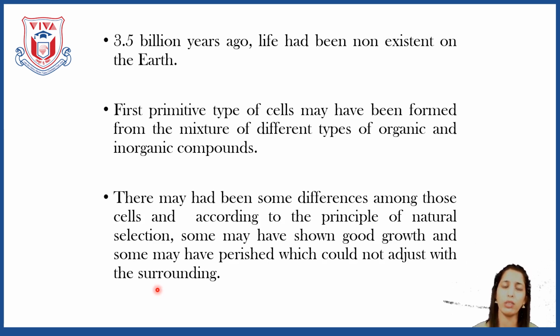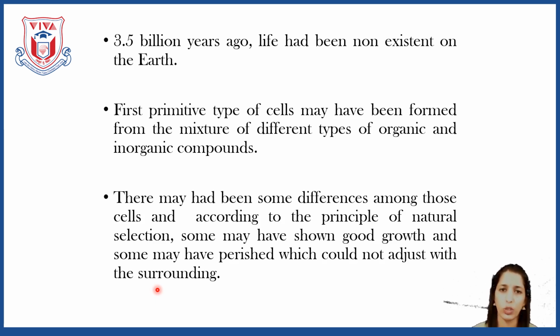So while these primitive cells started existing, from unicellular to multicellular, different animals started forming, new species started forming, and they started existing. But after some time also, there were some animals who could adjust with the changes in the environment, changes in the surrounding, and they could sustain, while others perished. Now you must be knowing the example of dinosaur. We have seen dinosaurs in the movies, right? Not in actual. But now we don't find any dinosaur.